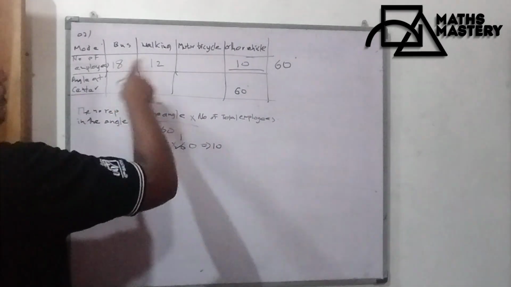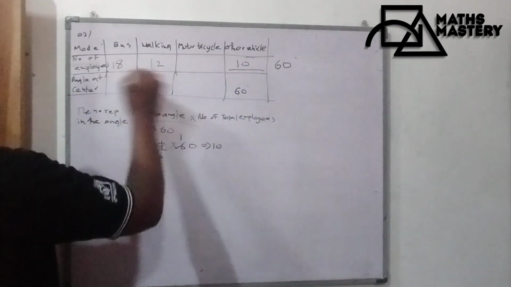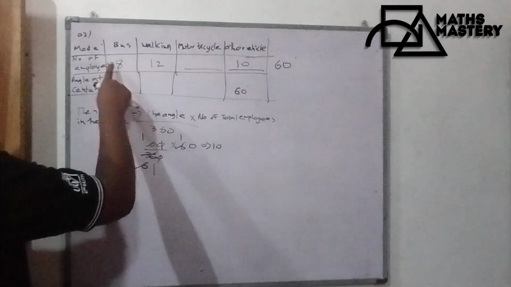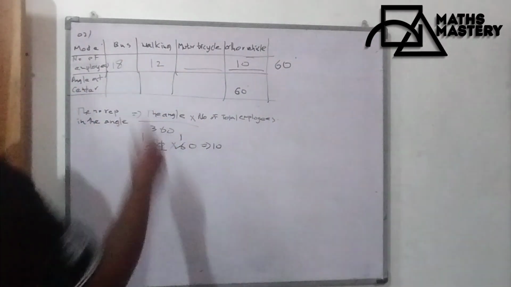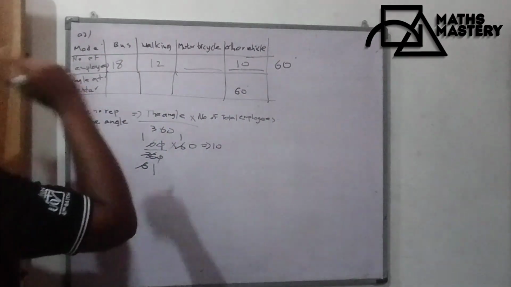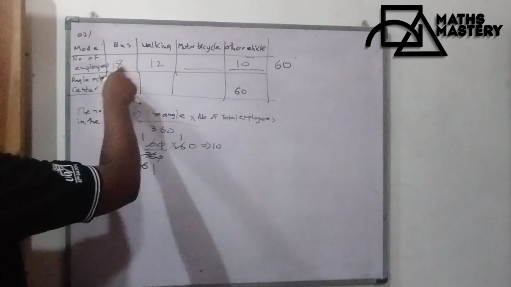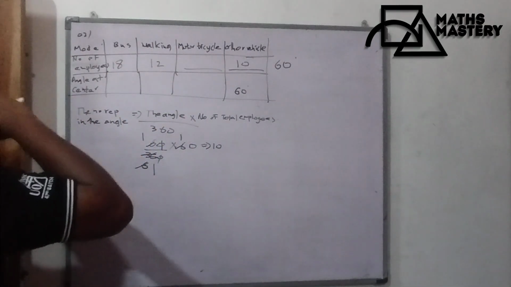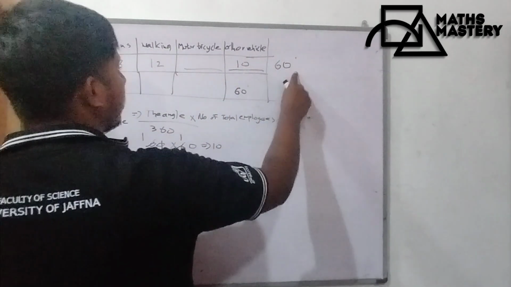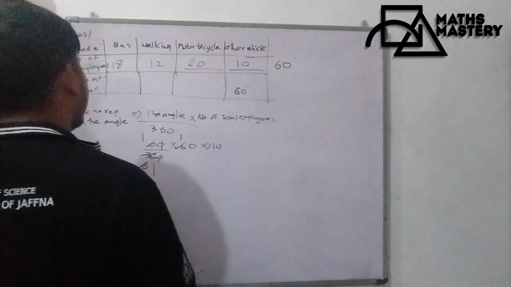Now you have the answer for this, this and this. You can get the answer for this by subtracting from 60. Now 18 plus 12, if you add, you'll get 30. And then 30 plus 10, it's 40. 60 minus 40, the answer is 20.